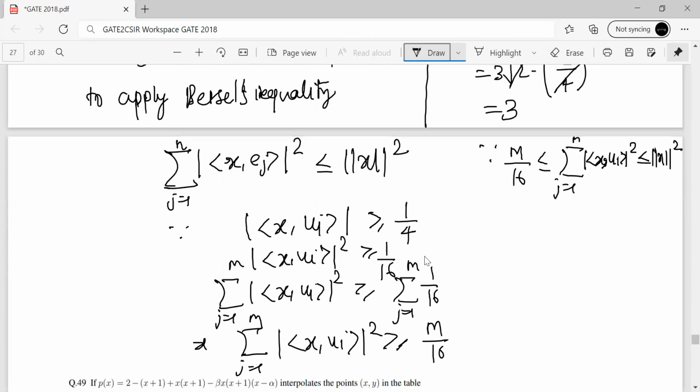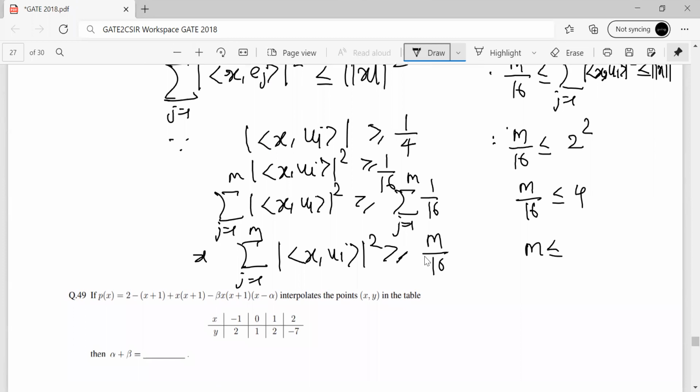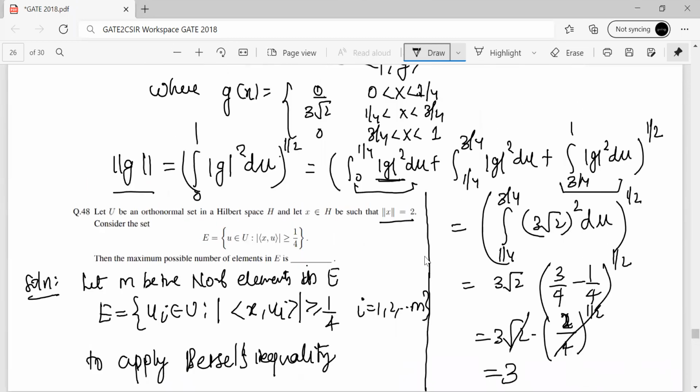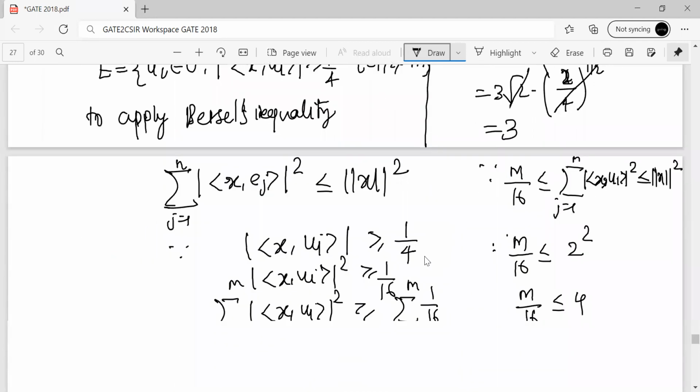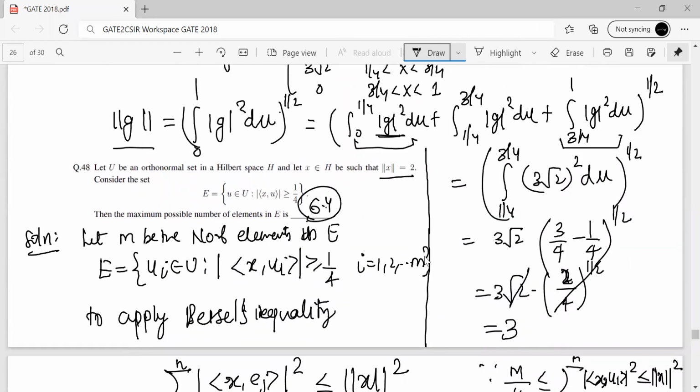Okay, so therefore M over 16 is less than or equal to 2 square. So M over 16 is less than or equal to 4. So M is less than or equal to 64. We want the maximum number of elements possible, which is 64. Because we got M is less than or equal to 64, so 64 is the maximum. Okay, so there can be only 64 elements in this set. Because here U was given to be an orthonormal set, so we applied Bessel's inequality.